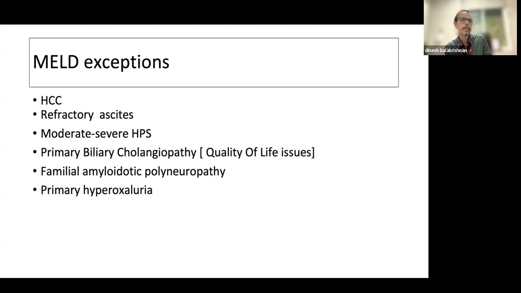Refractory ascites: MELD score may be low, but the patient will have ascites. You cannot treat them with diuretics. They start developing complications when they are on diuretics, like hyponatremia, or even with good doses of diuretic, they need frequent tapping. These are patients who would benefit from a transplant.